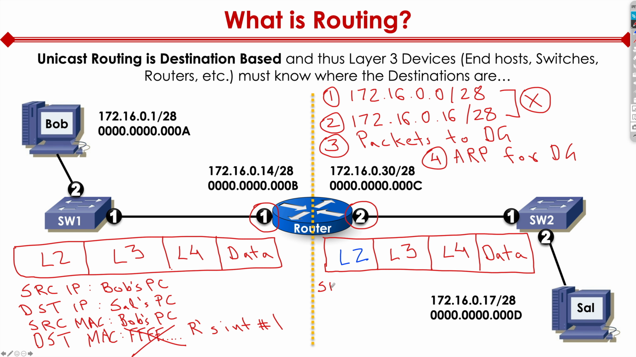Now, if we were to zoom in to this packet right here, here's what we're going to see. The source IP of Bob's IP, source IP didn't change. Destination IP didn't change either. This is Sal's IP. But what did change is the source MAC. In this instance, the source MAC is going to be router's interface number 2.